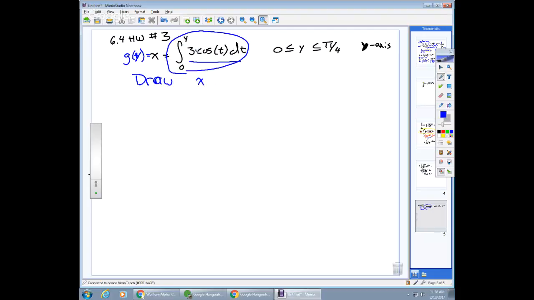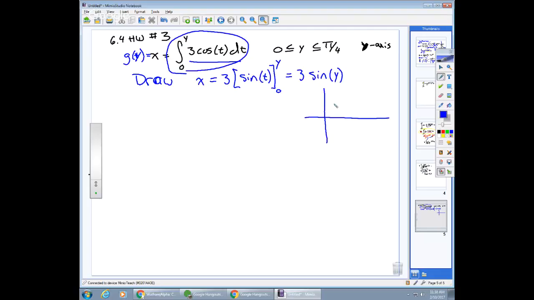Sine, yeah. The 3 is hanging out, right? That's a constant. So I'm going to have 3 times the sine of t evaluated from 0 to y. That's going to give me 3 times the sine of y. What's the sine of 0? So minus 0. All right. So the actual curve is sine of y times 3. We would need to envision that between 0 and pi over 4.